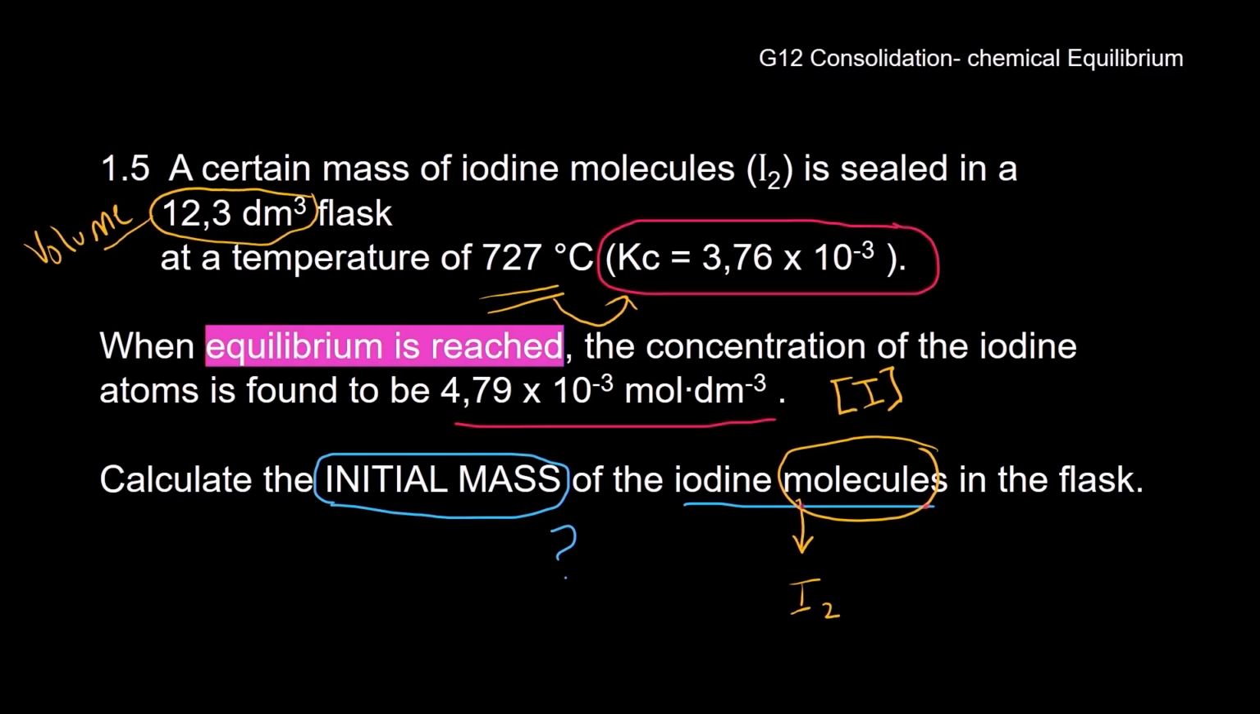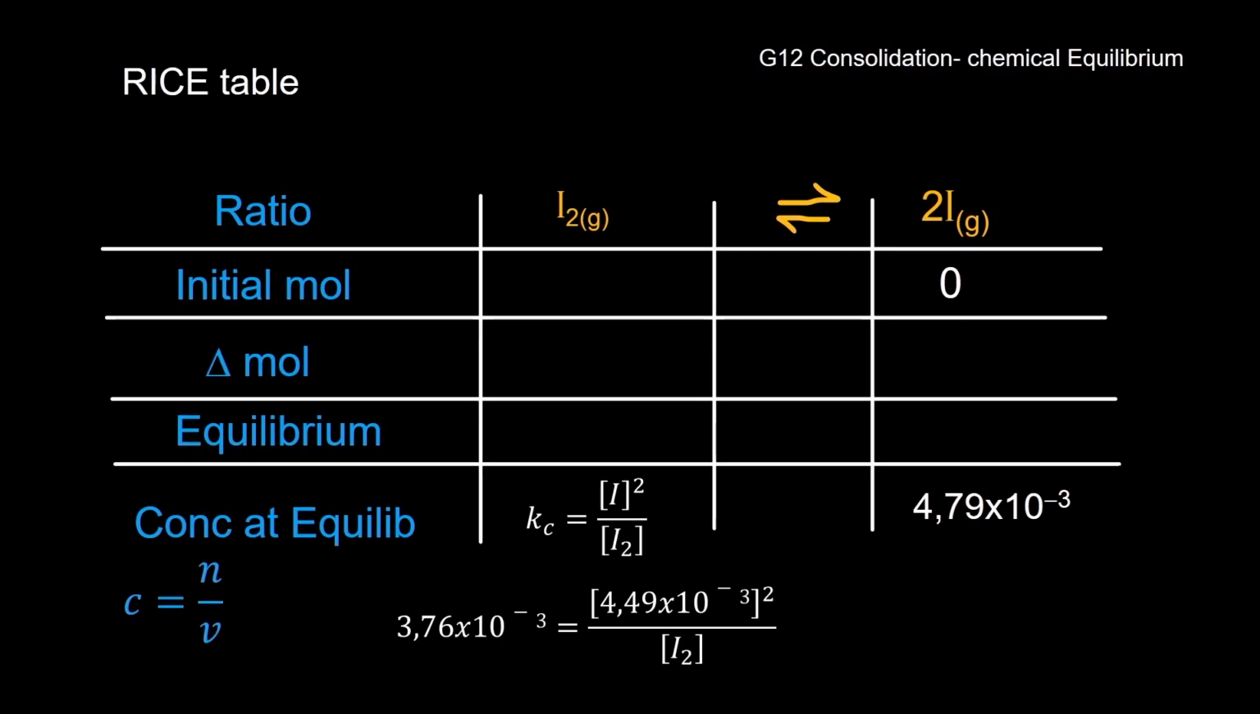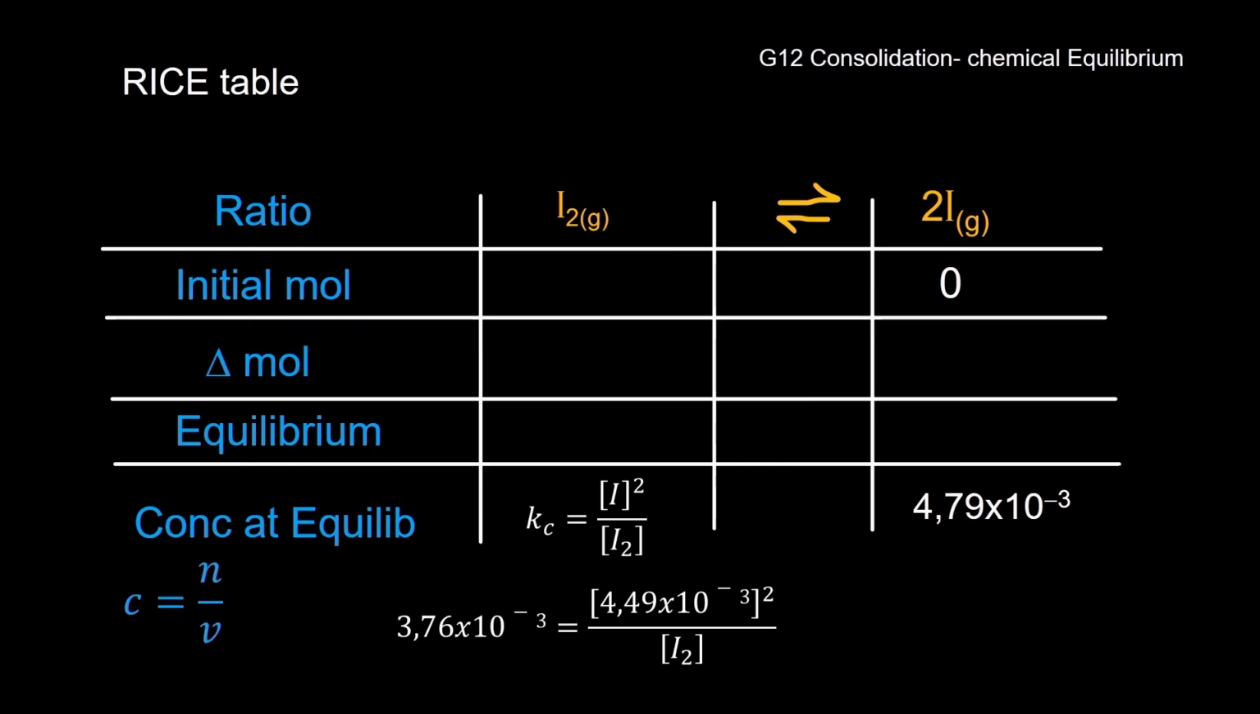We're going to take all this information that we've got and put it onto our Rice table. So here we've got our Rice table. Rice stands for ratio, R. What is the ratio that has been formed in the equilibrium reaction? So this is the reaction.